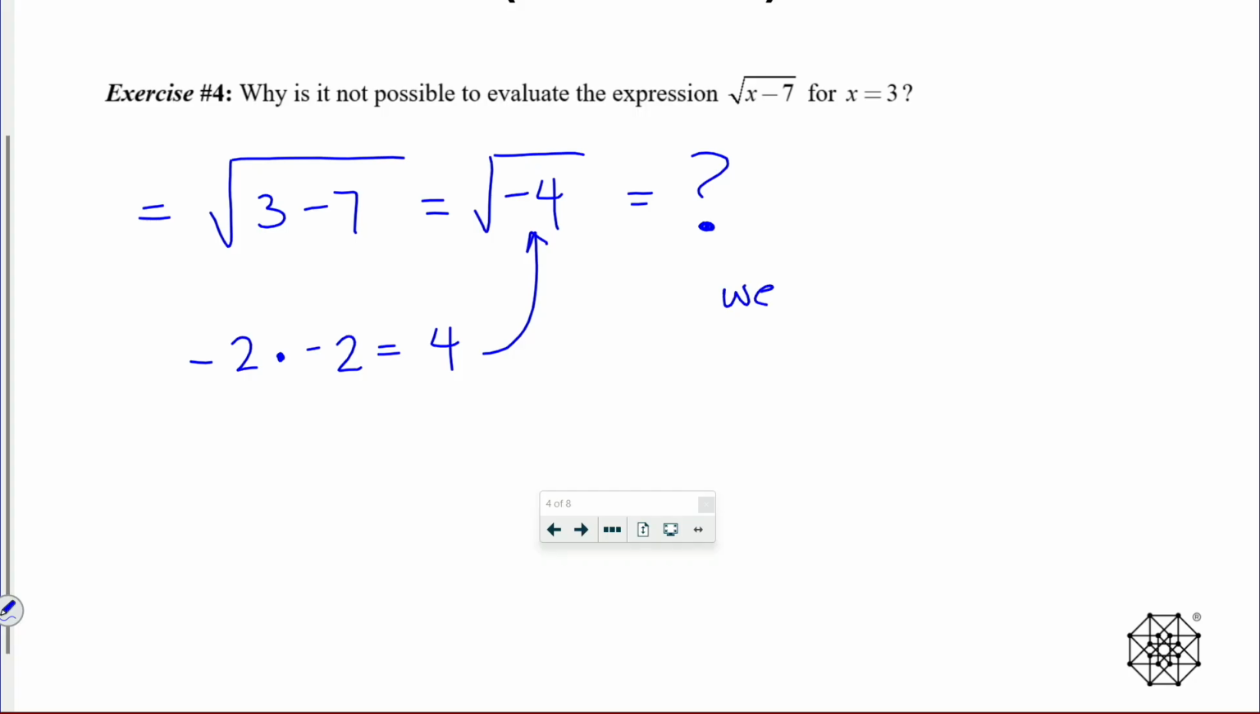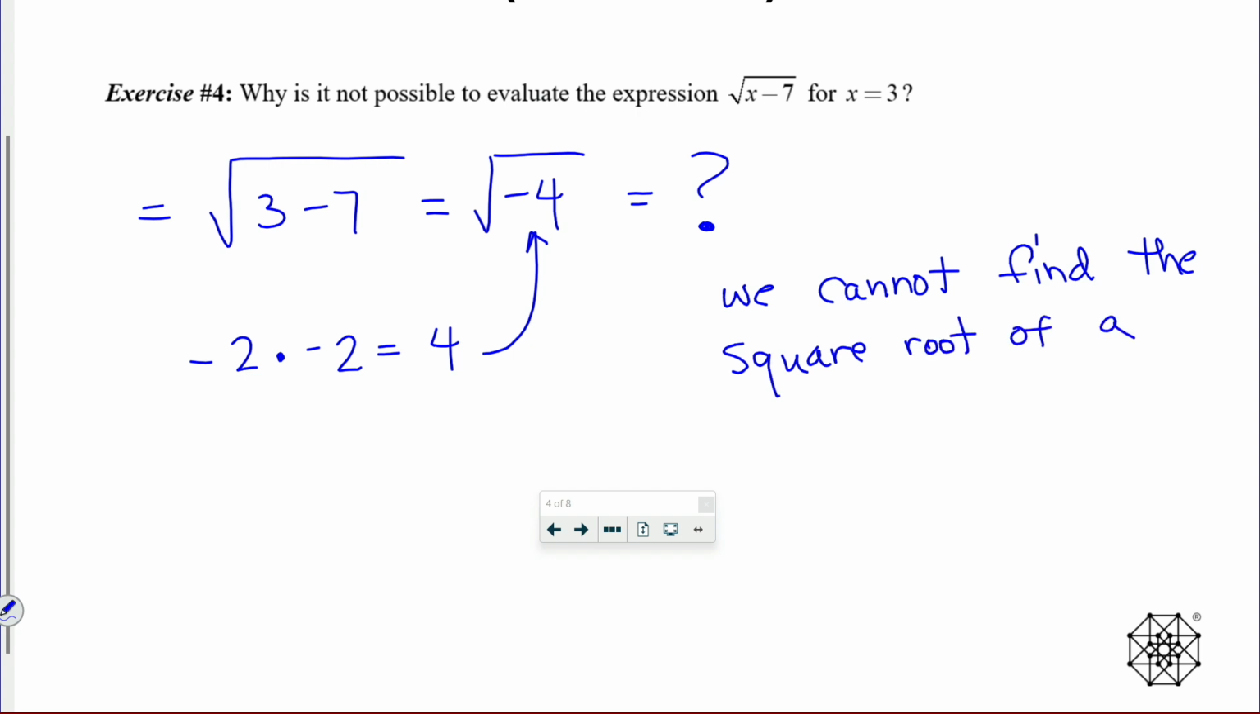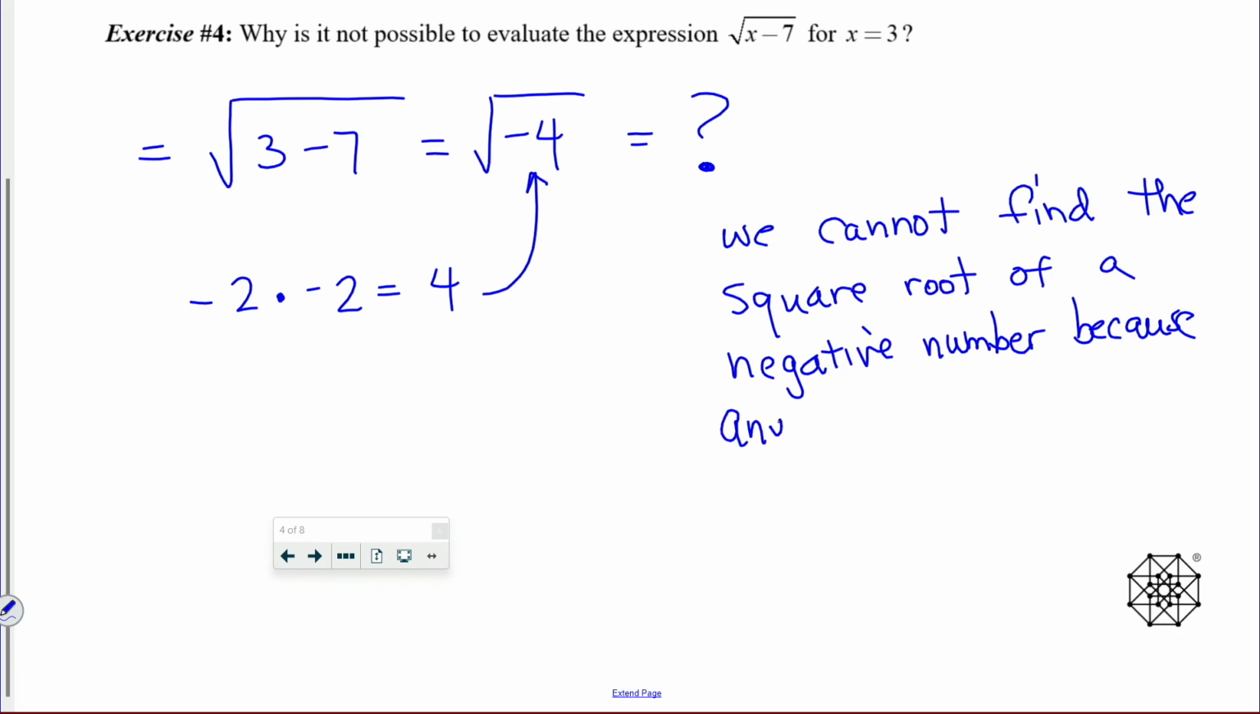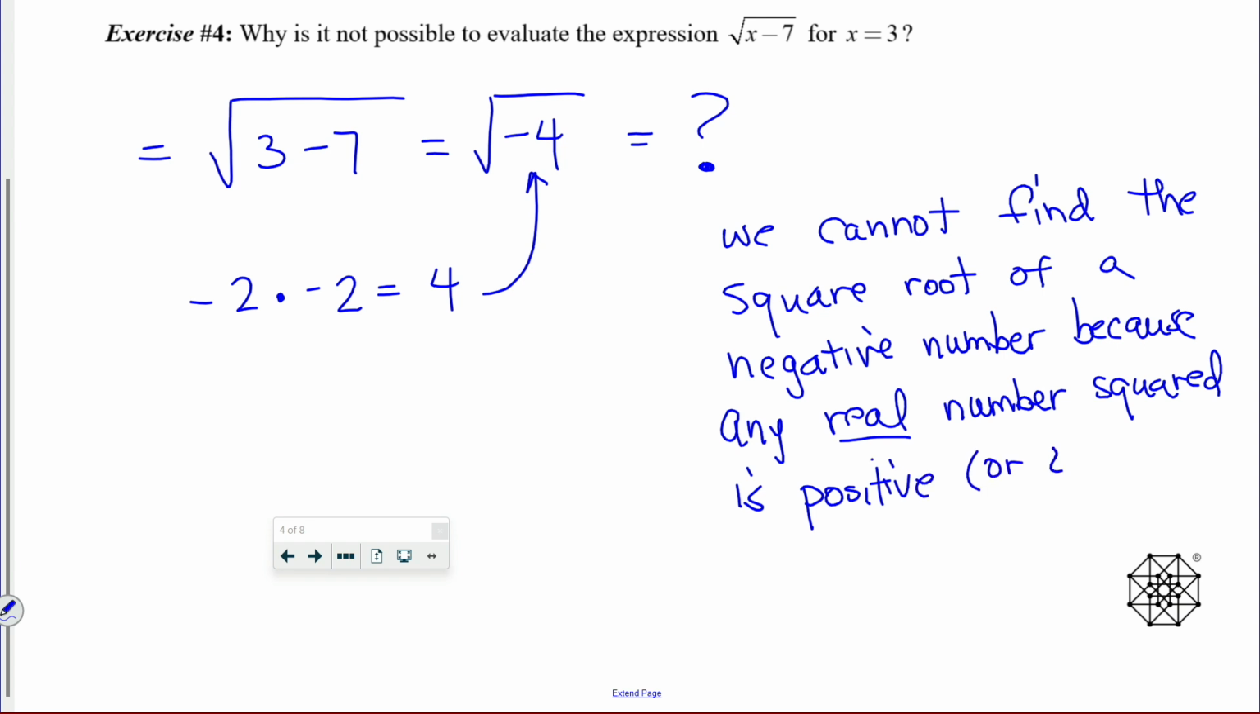So we cannot find the square root of a negative number, because, let me move this out of the way, any real number squared is positive, parentheses, or 0. Man, the number 0, such an annoyance.